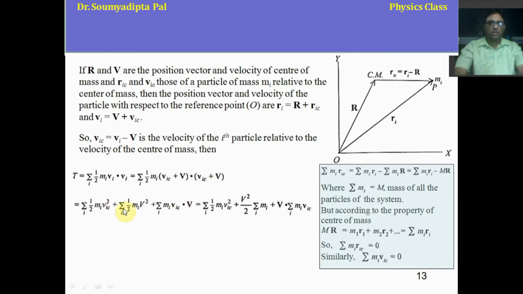Now if you expand all those terms, that means Vic dot Vic plus capital V dot V, and in this way there will be two terms of Vic dot V. That's why this half term is not here, you can see here. So we have this term. Now here this mi Vic is basically 0. How can we say that? We know that summation over mi Ric is basically like this, right? From the concept or from the definition of center of mass, we can write like this.